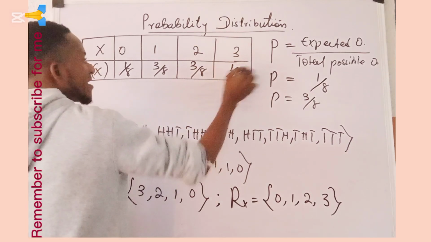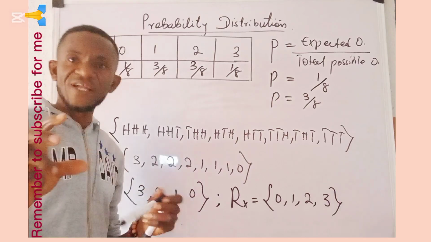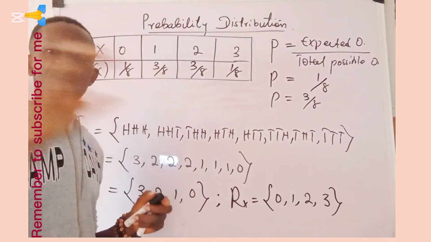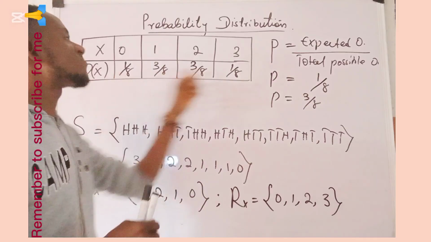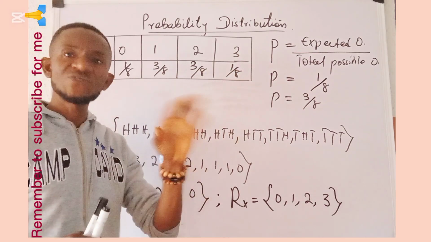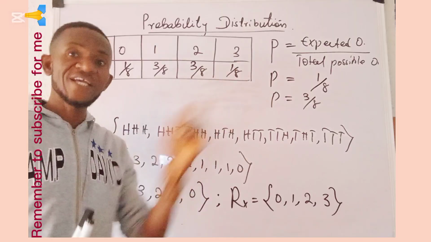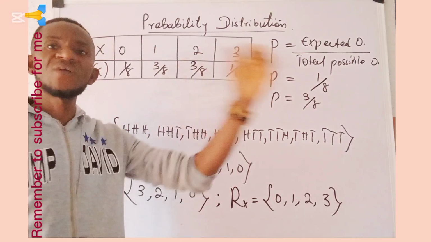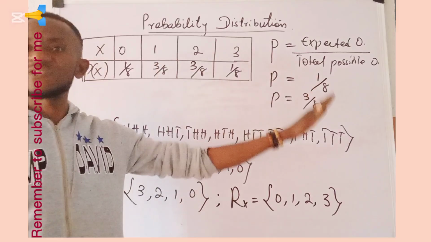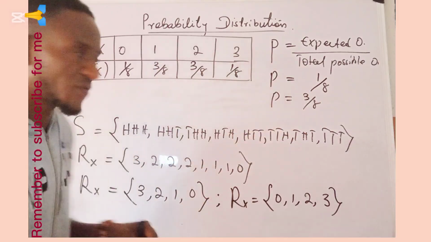So I happen to have 1 all over 8. And to tell you that you have arrived at the answer correctly, the sum of all the probabilities must give us 1. So when you sum all these probabilities and the answer isn't 1, it signals to you that your answer is wrong. So let us now confirm, before we can categorically say that this is our probability distribution, by summing all the probabilities to know whether it is going to give us 1.